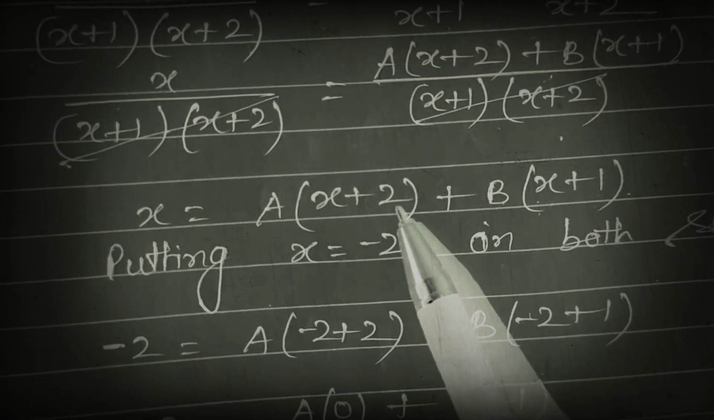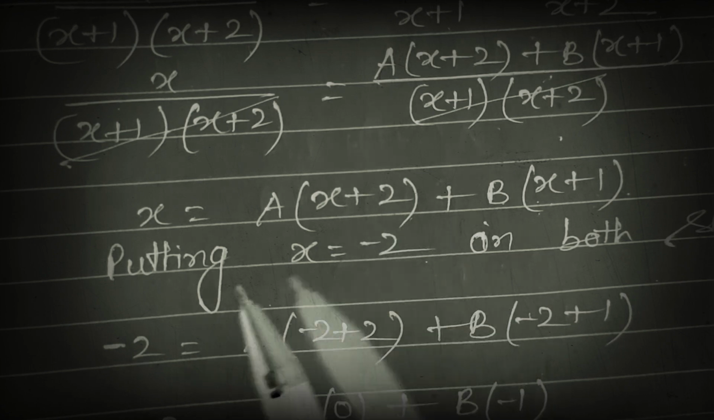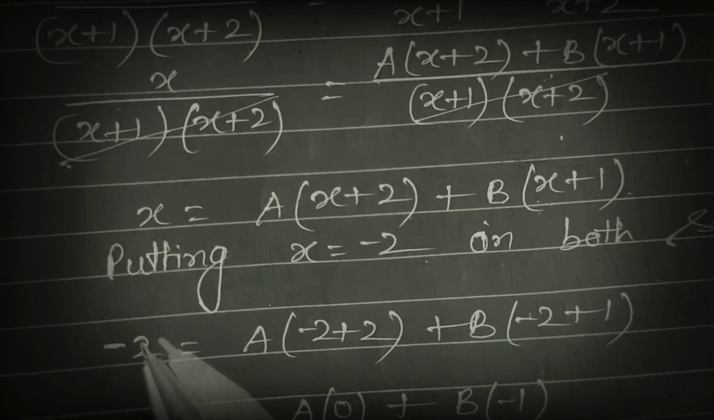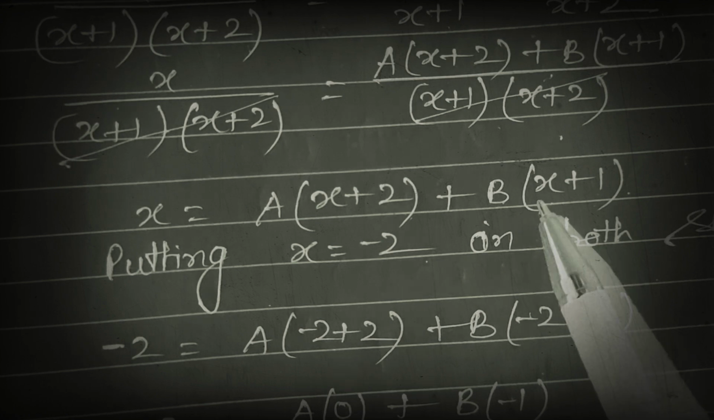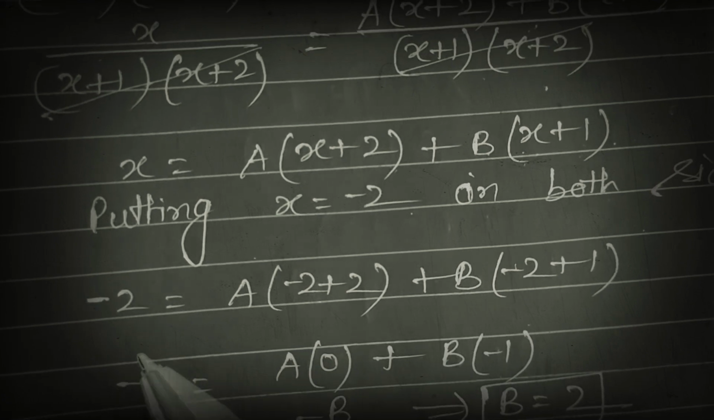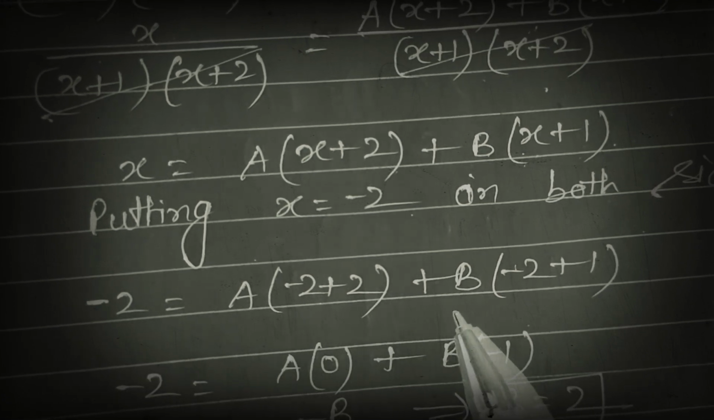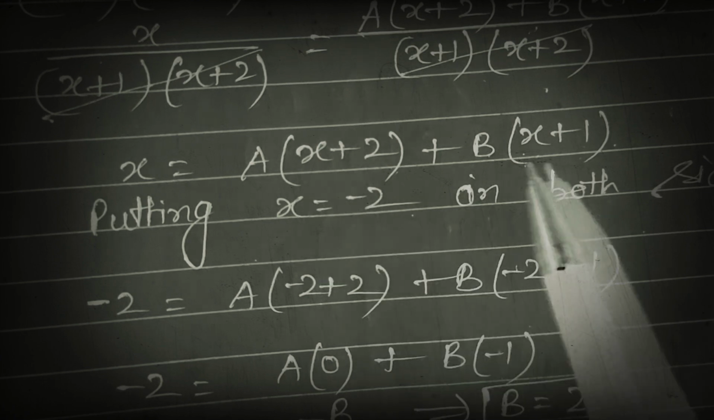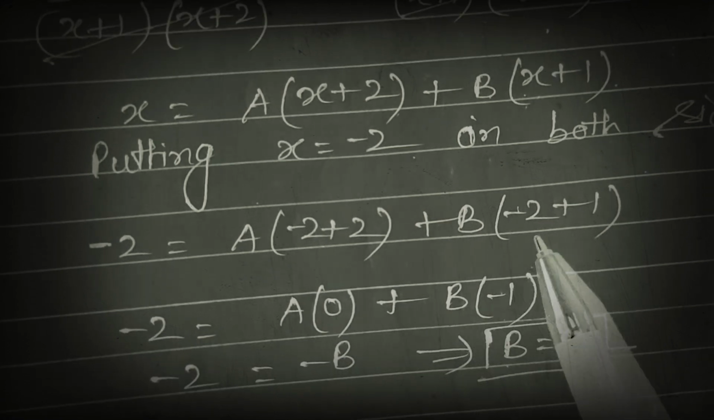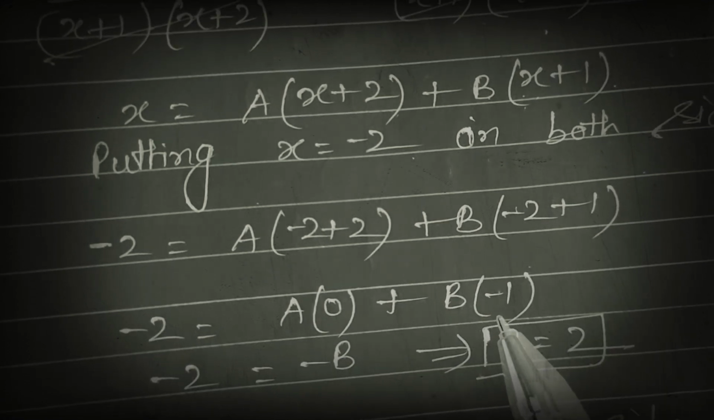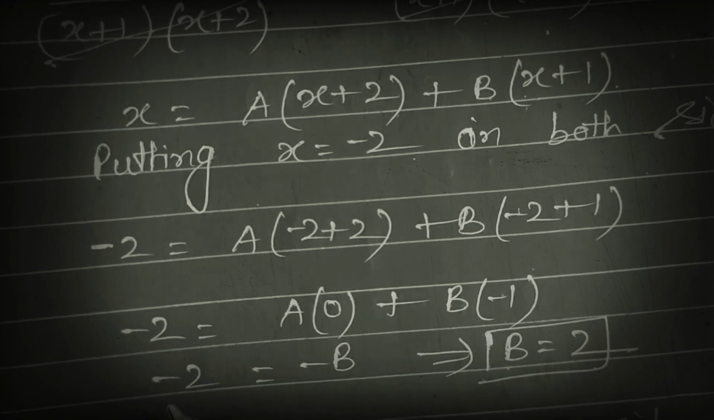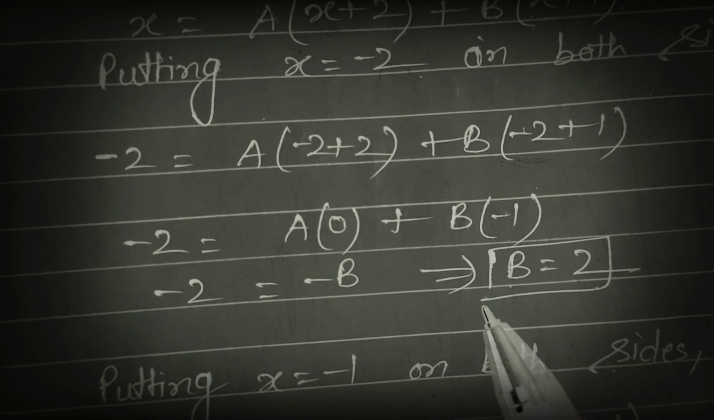So x plus 2 is equal to 0, then x is equal to minus 2. Putting x equal to minus 2 on both sides, at the place of x we put minus 2. So it is minus 2 equals A into minus 2 plus 2 plus B into minus 2 plus 1. Clear? Minus 2 plus 2 is 0. It will be B into minus 2 plus 1, that is minus 1, and the A term is 0. So minus B is equal to minus 2. So B is 2.